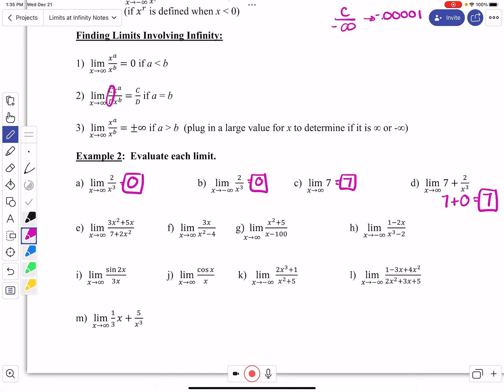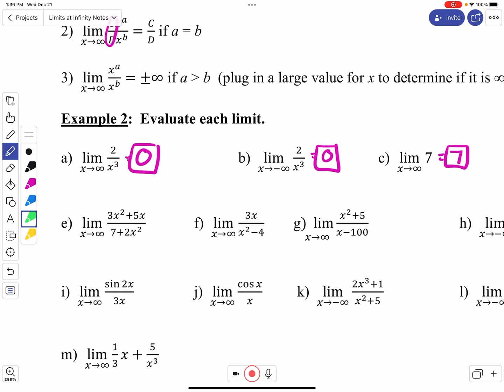Okay, on E. So this is looking more like that little second section there where we're looking at those powers. So take your highest power. So our highest power on E is the x squared here. Highest power on the bottom is an x squared. So these involve the same powers. So you take that leading coefficient on top, which was a 3. There was a 3 with the x squared. Leading coefficient with the bottom x squared, which is a 2. And so our limit approaches 3 over 2.